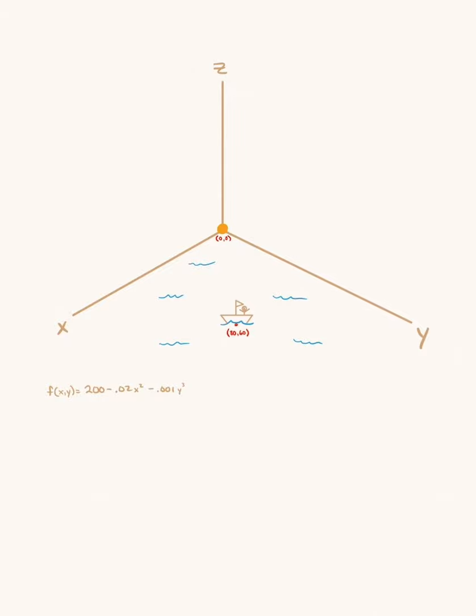Okay, so first I made this fun little diagram that shows where you are on the lake. That's you and your little boat down there at the point (80, 60), and as you can see there's a buoy out there at the origin. So we want to know whether the water would be getting more or less deep if you were to start sailing towards the buoy. Luckily, we know that the depth of the water in this lake is described by the function f(x, y) = 200 - 0.02x² - 0.001y³.